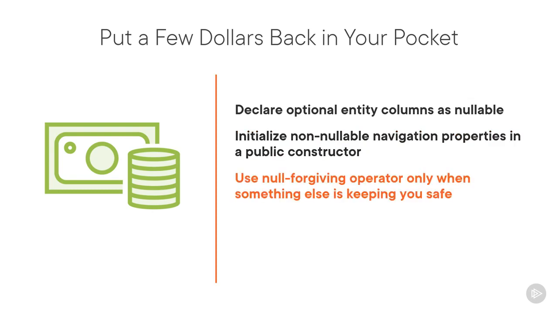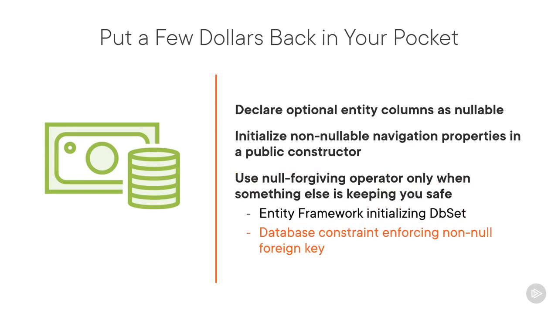Finally, they use the null forgiving operator only when something else is keeping them safe. For example, when you know that Entity Framework is initializing a DbSet, or when a database constraint enforces a non-null foreign key. They never use a null forgiving operator when it's application code that provides the value.